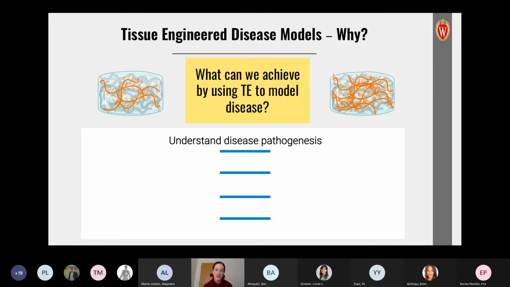So one, as I alluded to on the last slide, is to understand why disease happens. There's a lot of diseases where we just don't understand the sequence of events of how that tissue became diseased, and to establish causative and not just correlative relationships.